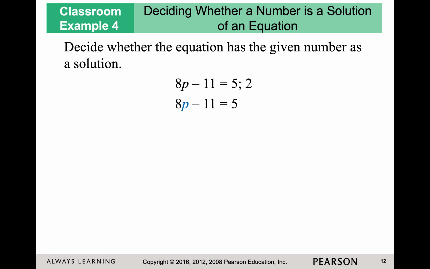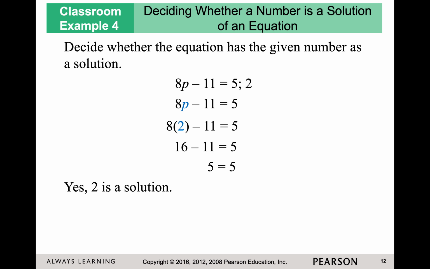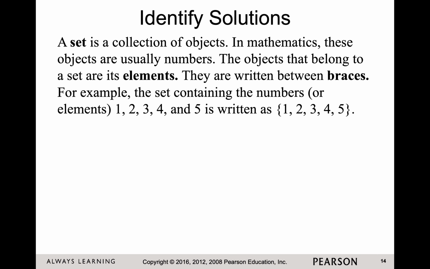And again, a best practice would be to replace that p with parentheses and then put the 2 in right here. So this is where the book will start catching up to me and saying to use parentheses. And I get 5 equals 5. So because I get a true statement, it is a solution. If I got 4 equals 5, well, first of all, you're going to be like, that doesn't make any sense. But that means it would not be a solution. So true versus not true is how you look at that.